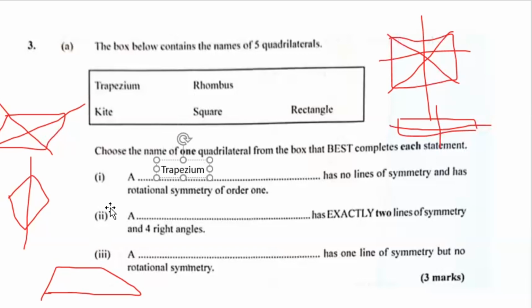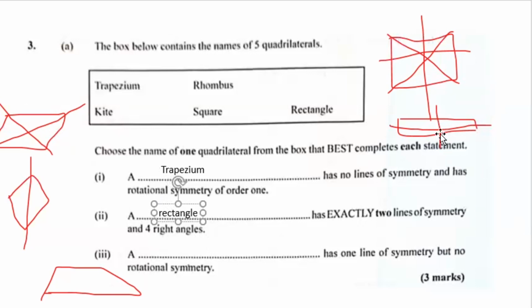Part 2 says a dash has exactly 2 lines of symmetry and 4 right angles. Looking back at our diagram, the only ones that have 2 lines of symmetry are our rectangle and our rhombus. However, the other part says it has 4 right angles. The only 2 that would have 4 right angles are the square or the rectangle, and the square was already ruled out from 2 lines of symmetry because it has 4. So the answer for part 2 would be rectangle, because a rectangle has 4 right angles and 2 lines of symmetry.